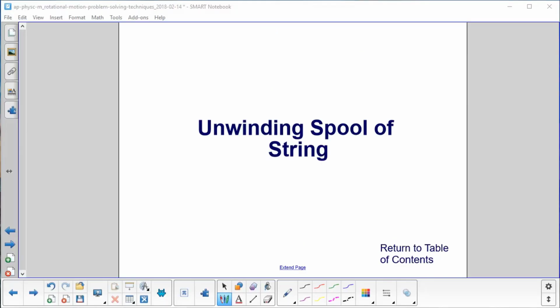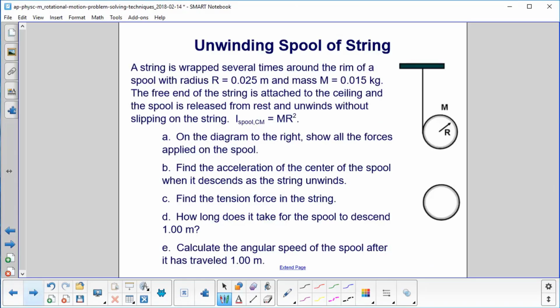Unwinding spool of string. We have a spool of string over here. It's wrapped several times around the rim of a spool that has a radius 0.025 meters and a mass of 0.015 kilograms. The free end of the string is attached to the ceiling, and the spool is released from rest and unwinds without slipping on the string. We have the moment of inertia of the spool right here.